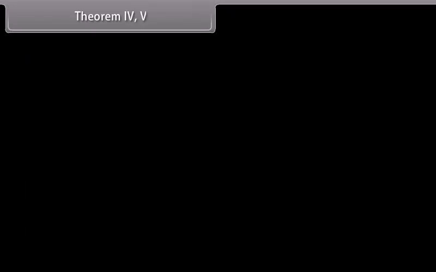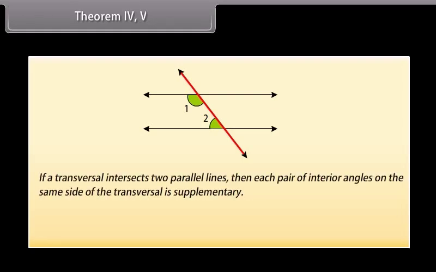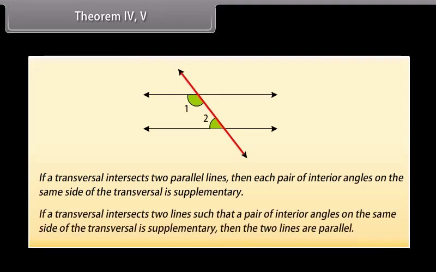Theorem 4 and 5. There are two more theorems related to interior angles on the same side of the transversal. If a transversal intersects two parallel lines, then each pair of interior angles on the same side of the transversal is supplementary. If a transversal intersects two lines such that a pair of interior angles on the same side of the transversal is supplementary, then the two lines are parallel.